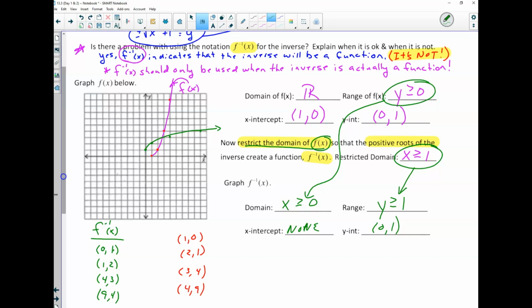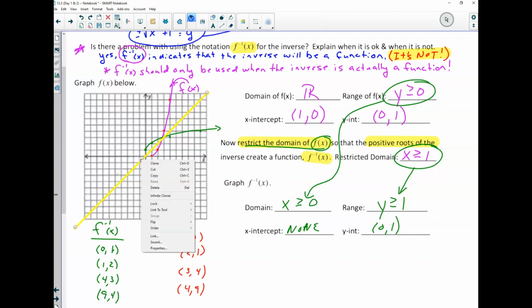And there's another very unique thing here. Remember, if I took this line right here, y equals x, okay, notice how those two graphs, they reflect right across that line, y equals x. Therefore, graphically, they are inverse functions of each other. Kind of cool. I'm going to delete that out.